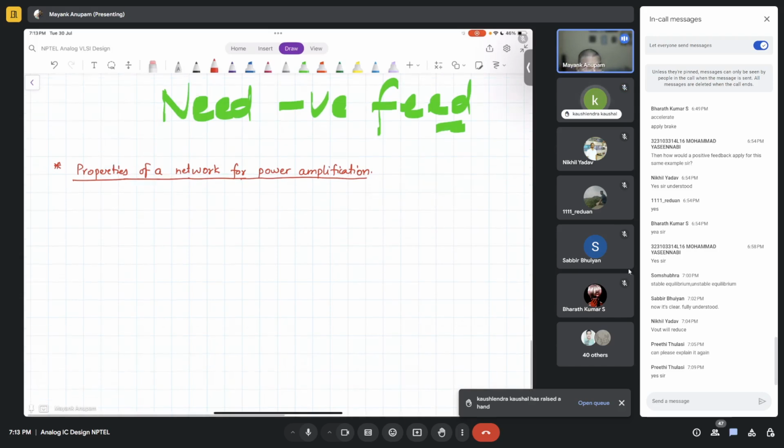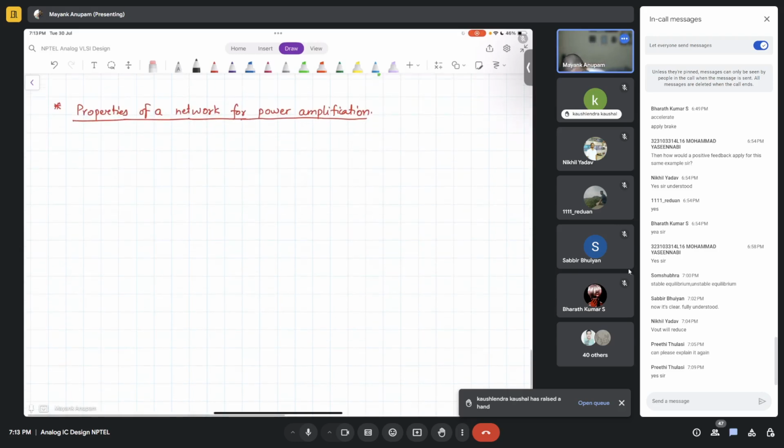All right. So this was the topic that was covered: properties of a network for power amplification. I will not be talking a lot about it because this was explained fairly simply and well in the lectures, with a theoretical and mathematical proof also. I'll just say this so that it is understood well.